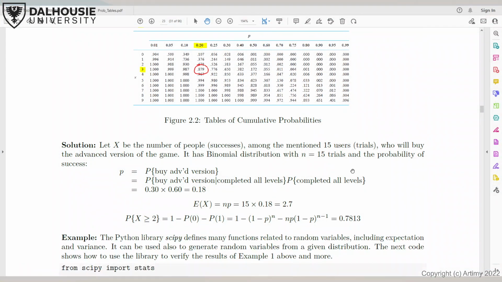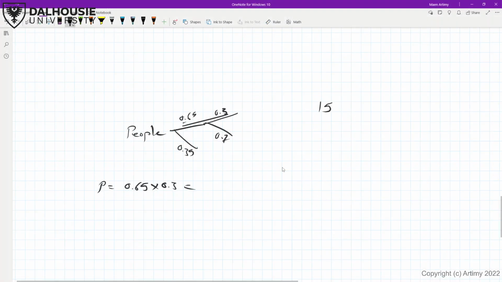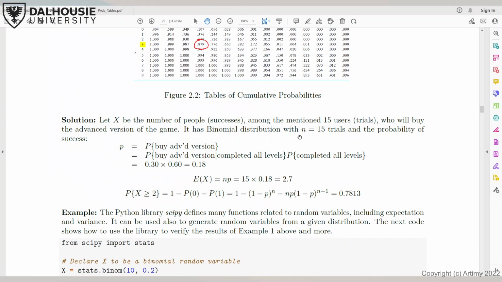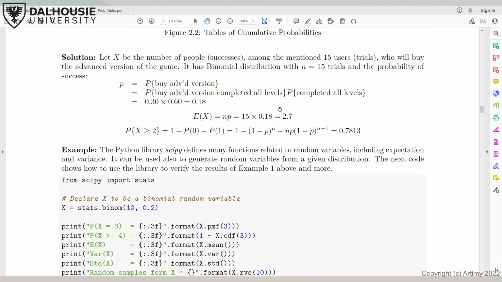The rest will be straightforward. Actually, sorry, I think I said 65. It's actually just 60%, so not 65. So you get 0.3 multiplied by 0.6, which is 0.18. So that's your P.